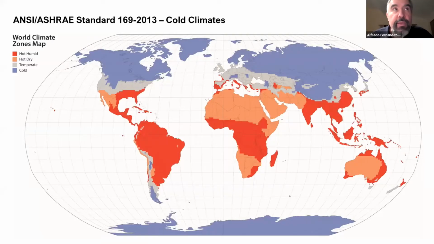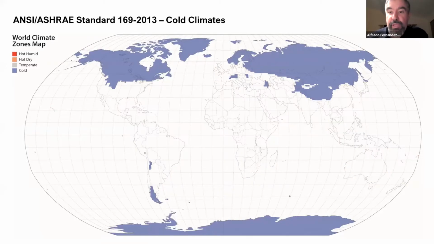Let me talk first about cold climates. And cold climates typically occur at latitudes higher than 40 degrees north or south from the equator, or at higher elevations greater than 7,000 feet or 2,100 meters above sea level.